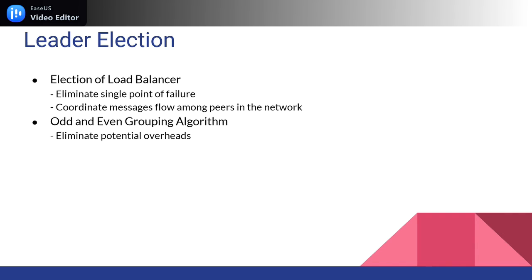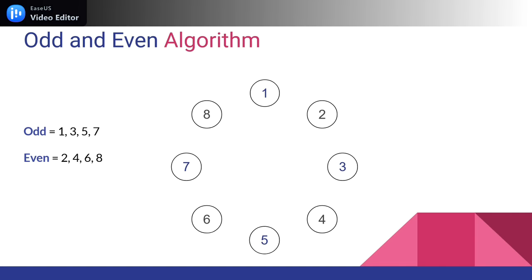To solve this problem, leader election is implemented with an improved Bully algorithm to decrease the number of exchange messages between nodes by dividing them into two groups known as the odd and even grouping to limit the number of nodes involved. I will pass my time to Yanwei to talk about the odd and even grouping algorithm in depth in the next few slides. Now I'll go through the odd and even algorithm.